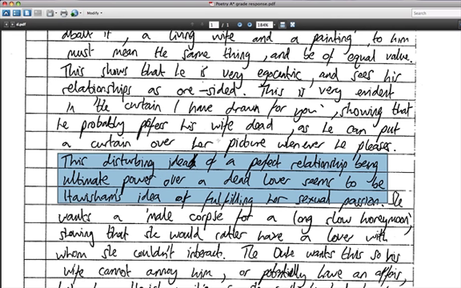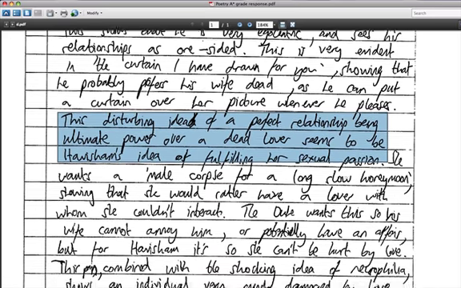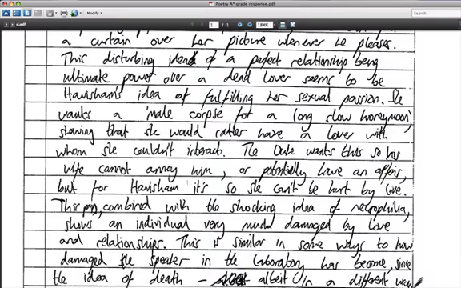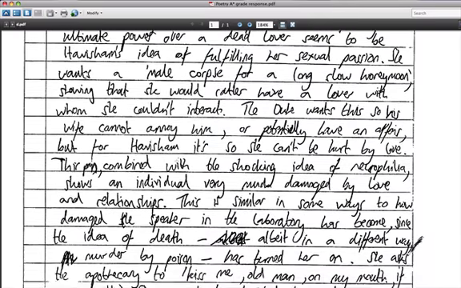This control. So he's taken the concept here, the Duke actually has control, and then he's used that to link it into Havisham having the same thing. She wants a male corpse for a long, slow honeymoon. Again, the language is going to be analysed, showing that she would rather have a lover with whom she couldn't interact. The Duke wants this so his wife can't annoy him or potentially have an affair, but for Havisham, it's so she can't be hurt by love. So even though they're doing the same thing, there's different reasons, and again, that's a very sensitive highlighting of that.